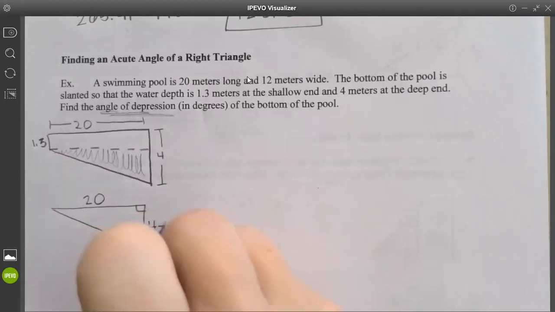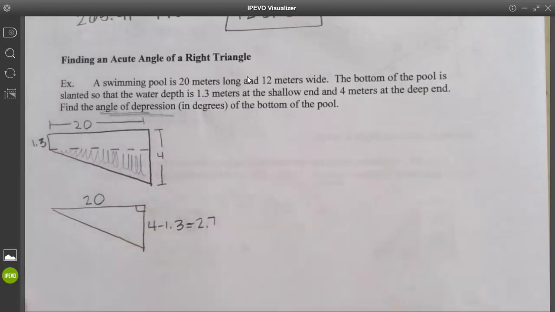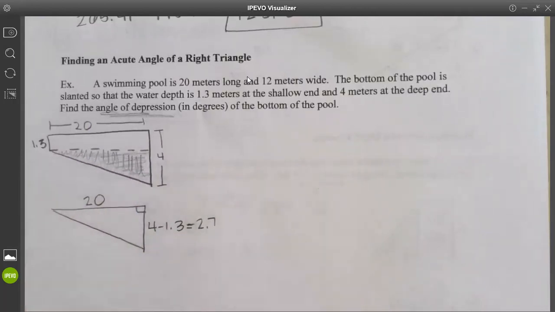4 minus 1.3, which gives me 2.7. Oh, okay, so you're not using the shallow end and you're just doing the deep end, and that's why you did it. I'm just doing this triangle right here because I'm trying to find the angle of depression. I don't want the distance of the side. What do I want? The angle of depression.